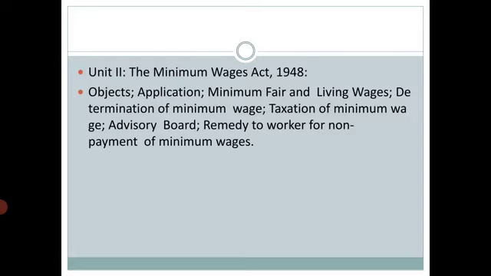See, when we consider the unit number 2, the Minimum Wages Act 1948, what are the things included in this unit, or what should a student of Diploma in Human Resource Management be studying in this unit? The objects, application, minimum fare and living wages, determination of minimum wage, taxation of minimum wage, advisory board, remedy to workers for non-payment of minimum wage. Okay, all these things.